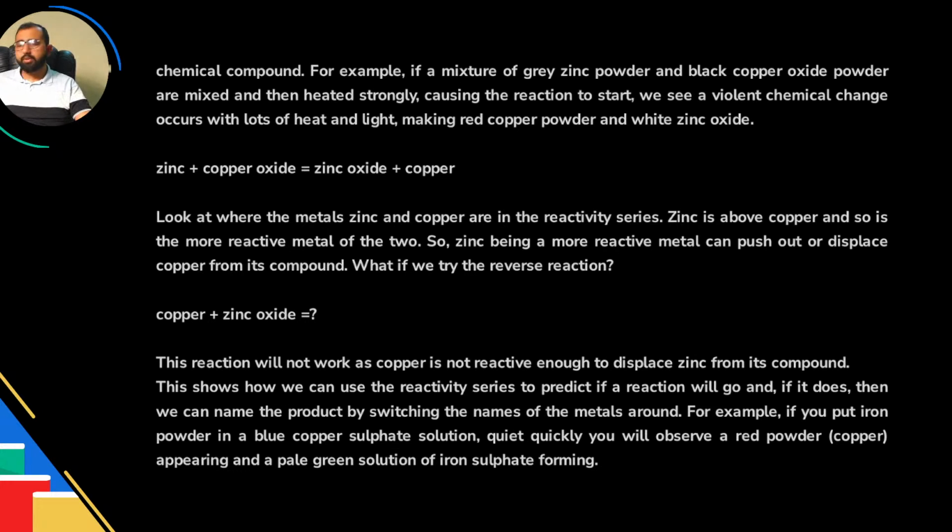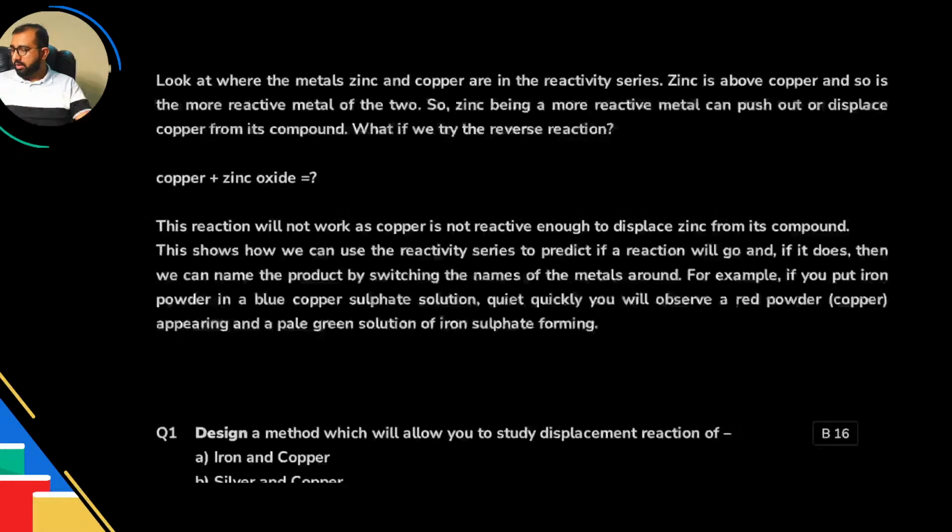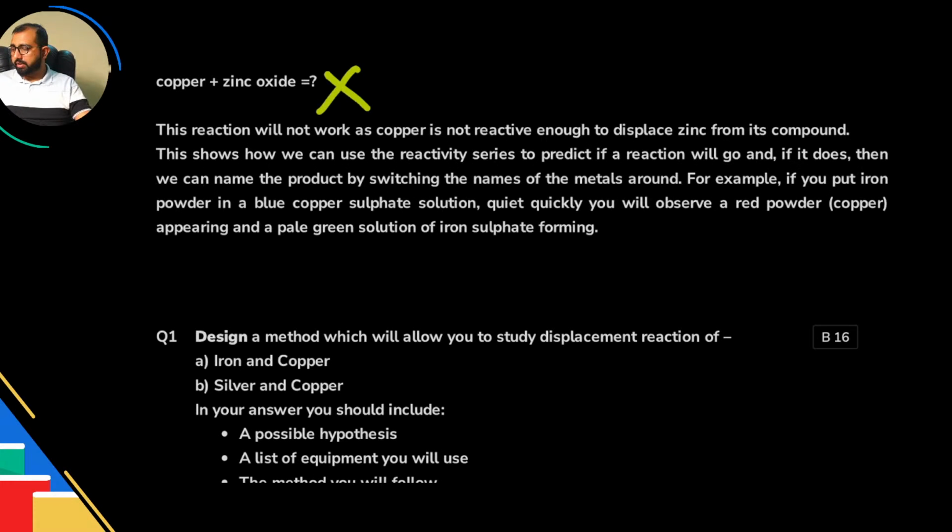Yes. What if we try to reverse the reaction? Nothing will happen. Copper cannot give its electrons to zinc ions, but zinc can give electrons to copper ions because zinc is more reactive. Nothing will happen. This reaction will not work as copper is not reactive enough to displace zinc from its compound. This shows how we can use the reactivity series. Okay, so we have watched the video, and we'll also see color changes happen.